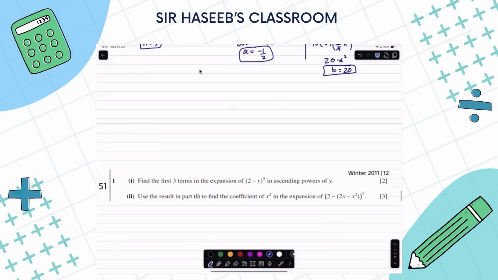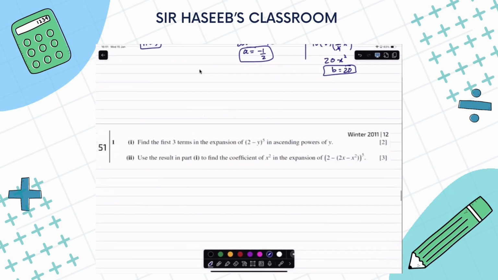Okay, then this is a bit different question. First three terms in the expansion of this is pretty easy. This would be 32 minus 5C1 is 5 times 16 is 80y plus 80y squared.